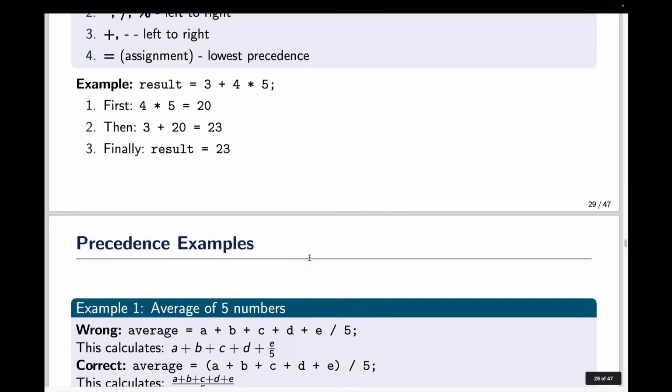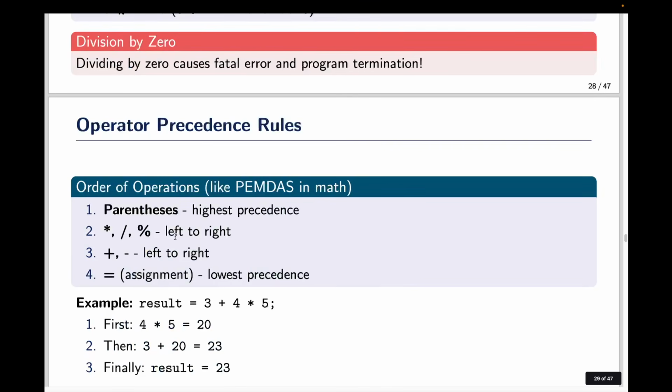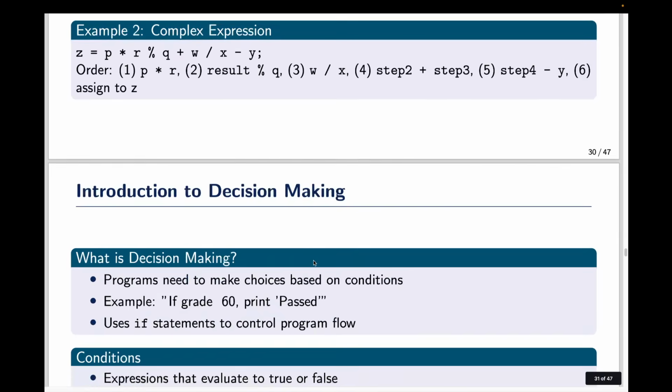So please remember the PEMDAS rule, which is parenthesis, exponential, M for multiplication, D for division, A for addition, and S for subtraction. And of course, you have to use the left to right rule over there. Next thing, very important, which is decision making.